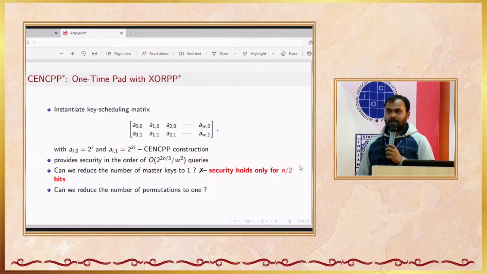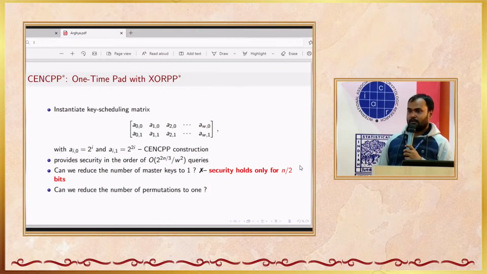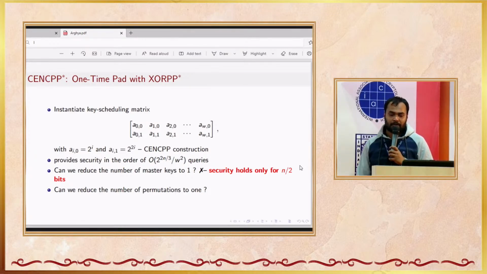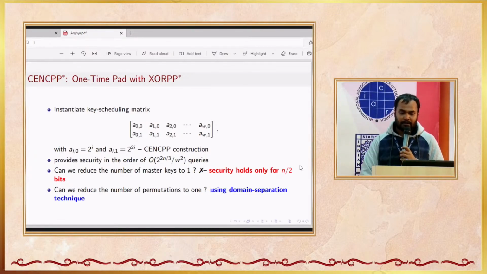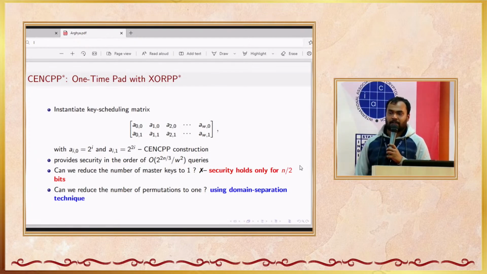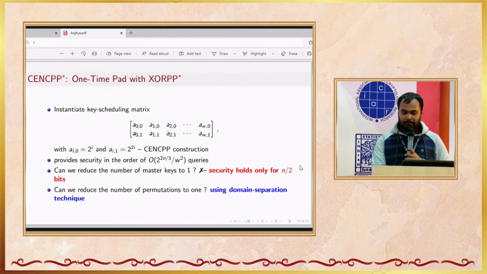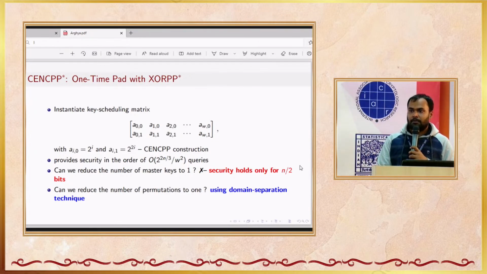Another question which we tried to address is whether we can reduce the number of permutations to 1. In each chunk of blocks, for example of length W, we had W plus 1 permutation calls, and all those W plus 1 permutation calls were made to different permutations. So we tried to minimize that number, and we got a positive answer here: if we domain separate one single permutation, then one single permutation of a little bit bigger size should suffice.